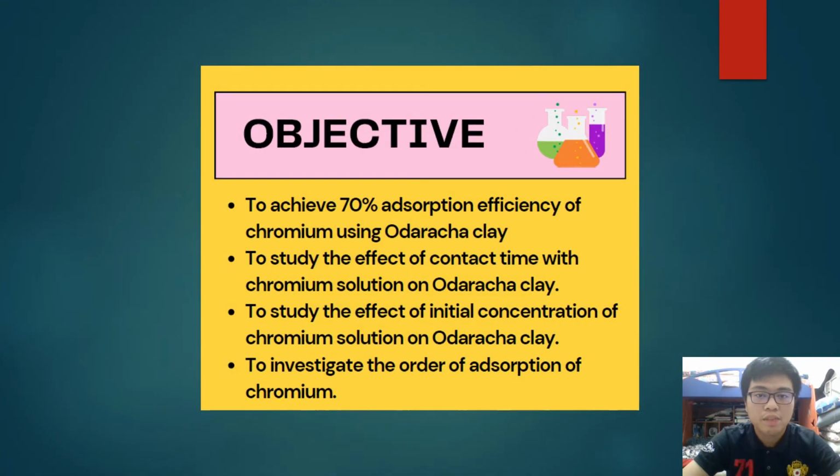Hello, my name is Aiman Izzuddin, and I will be presenting the objectives for this experiment. There are 4 objectives that we will cover. The first objective is to achieve 70% adsorption efficiency of chromium using Odaracha clay. The second objective is to study the effect of contact time with chromium solution on Odaracha clay. The third objective is to study the effect of initial concentration of chromium solution on Odaracha clay. And the fourth and final objective of this experiment is to investigate the order of adsorption of chromium. Thank you.